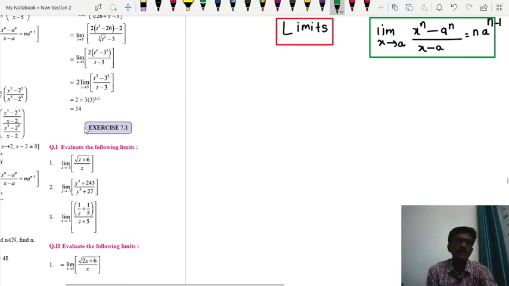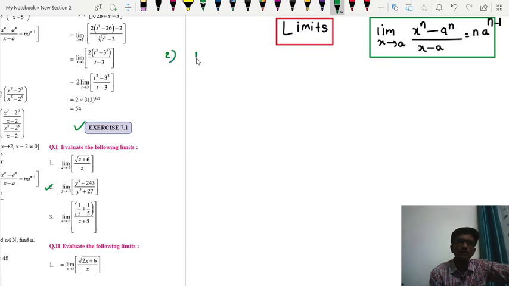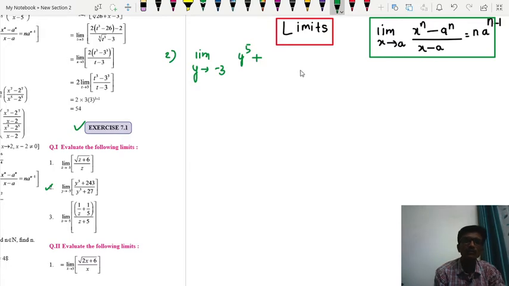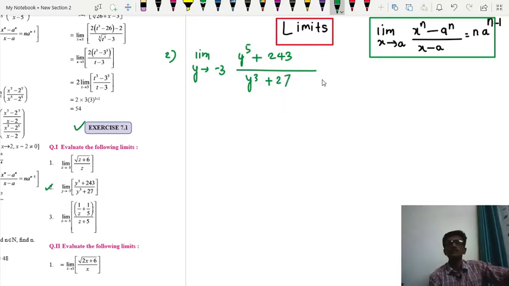So exercise 7.1, see this question number 2. Listen, question number 2 is: limit y tends to minus 3, y raised to power 5 plus 243 upon y cube plus 27. How to solve this question?